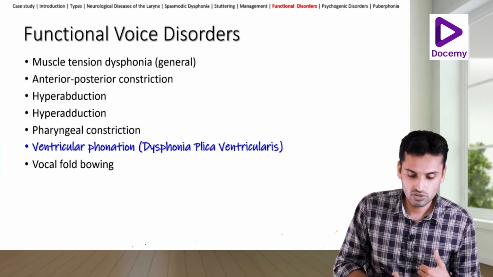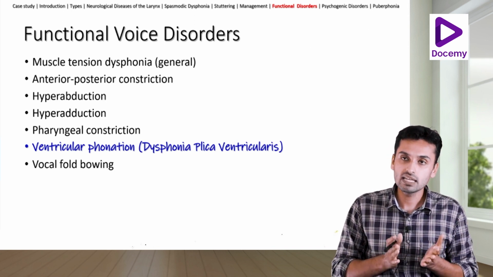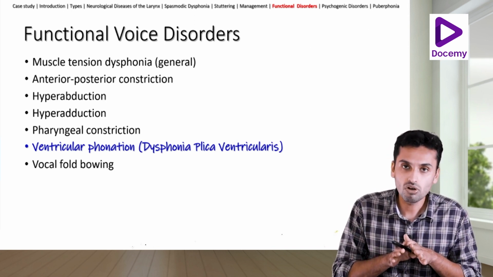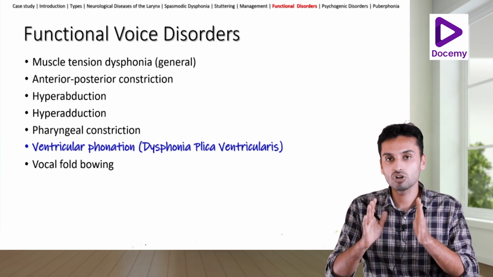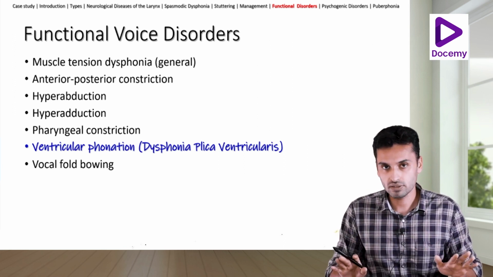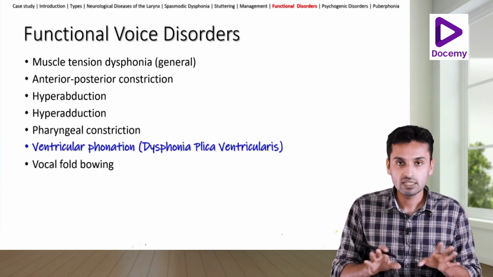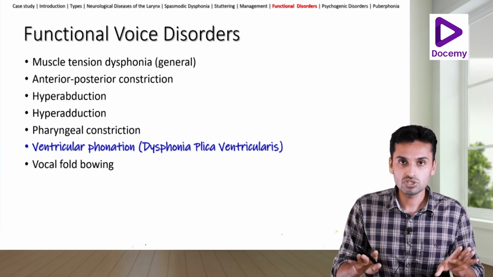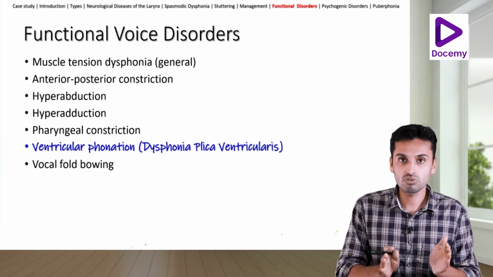Now what are functional disorders? Functional disorders, like I said, involve an inappropriate or inefficient use of normal musculature, normal innervation. There is no spasm or anything here. There is no abnormal contraction. There is nothing wrong with the neurology or structurally wrong with the larynx.